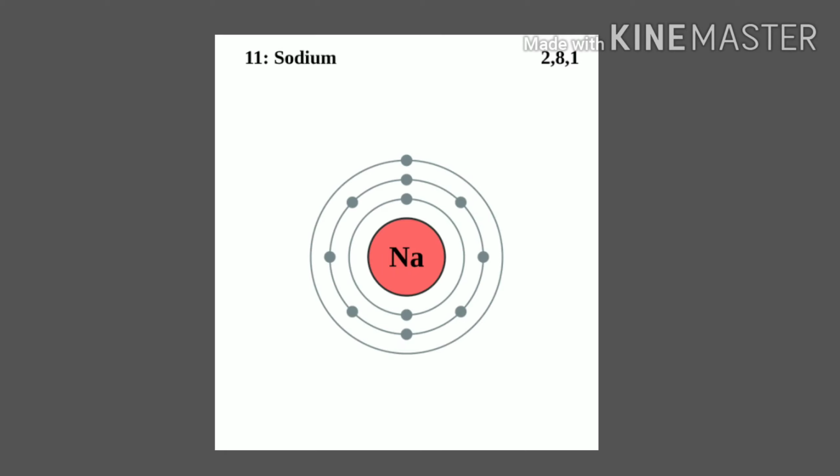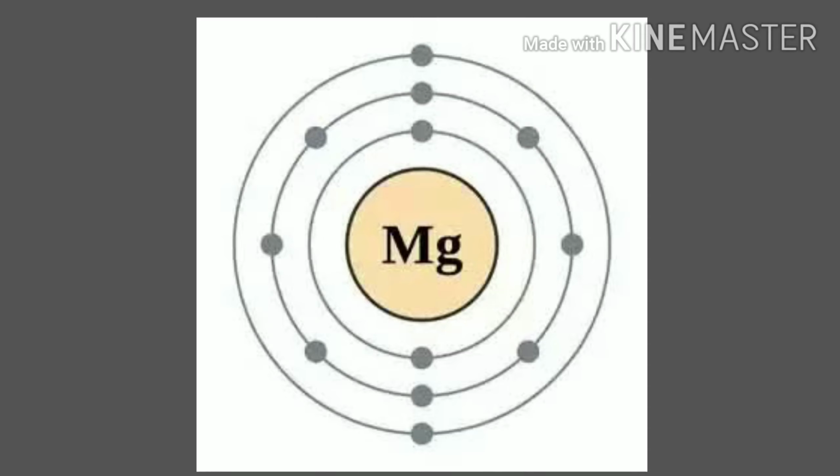Here, sodium's electronic configuration is 2, 8, 1. So it loses one electron and forms the Na plus ion. Because the valency is plus 1, it is called univalent. Like this, another example, magnesium. Here magnesium's atomic number is 12. So the electronic configuration is 2, 8, 2. So here it loses 2 electrons and forms the Mg2 plus ion. So it is known as what? Divalent.